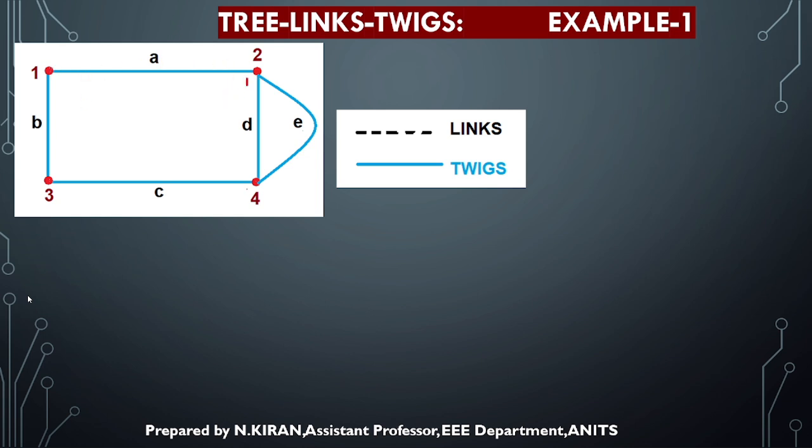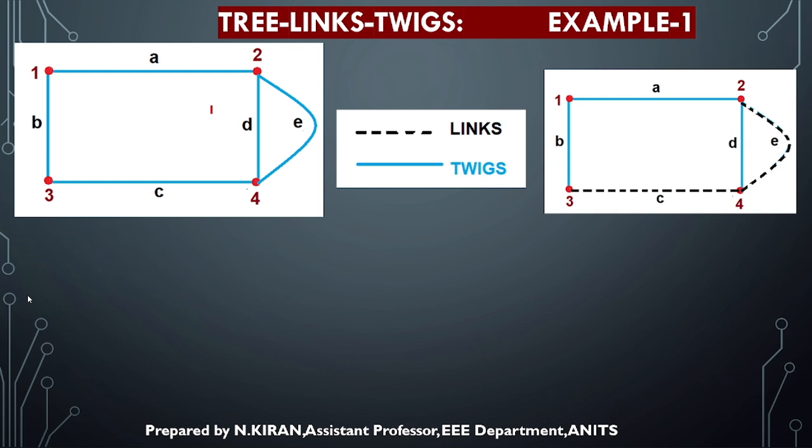Okay, so for this we need to find the tree. What is the property of a tree? It should contain all the nodes present in the graph. So how many nodes are there? 1, 2, 3, 4. But what is the second condition to form the tree? No closed path should exist. So this is one tree. You can see the solid lines, isn't it? So the solid lines are the tree formation. So I have considered these branches.